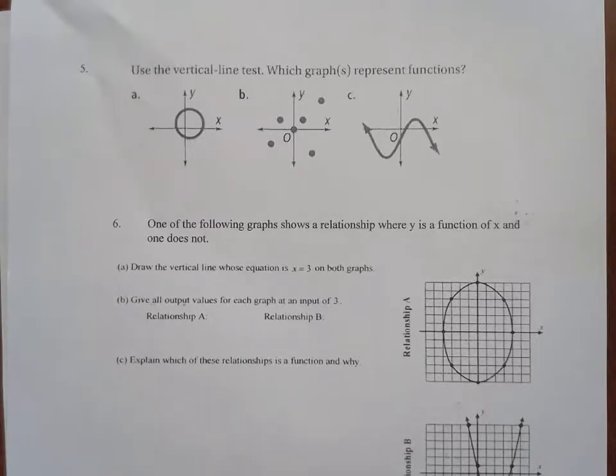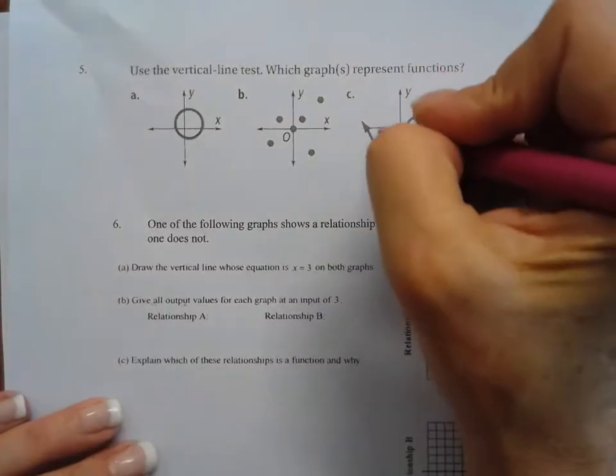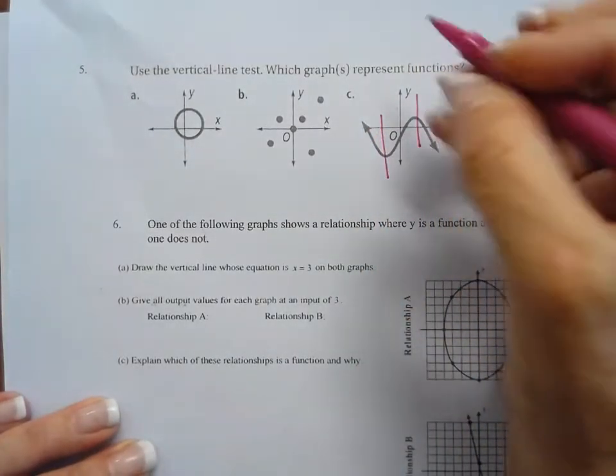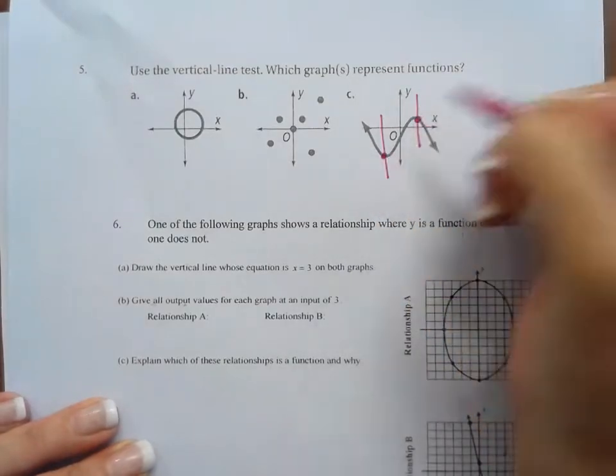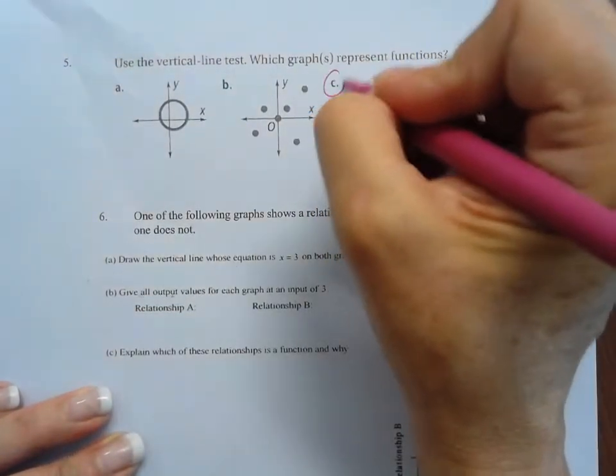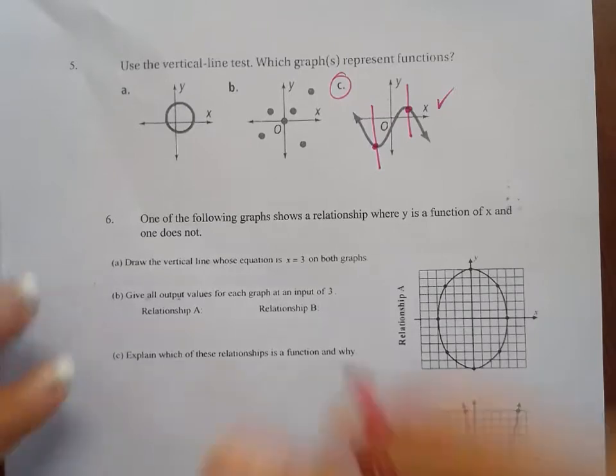Okay. Use the vertical line test. Which graph represents a function? What do you think? A, B, or C? C? All right, if I do a vertical line test anywhere, I only am getting 1 point. So I agree with C. Any other ones?